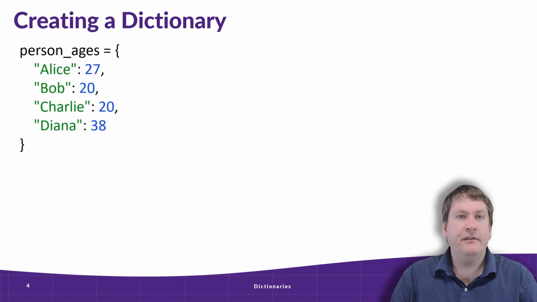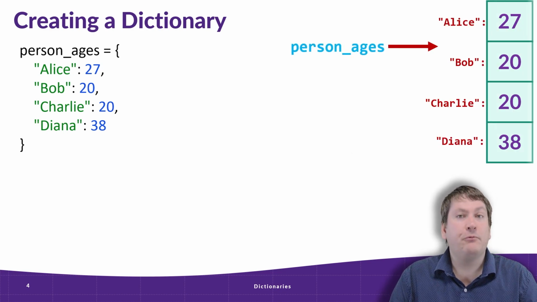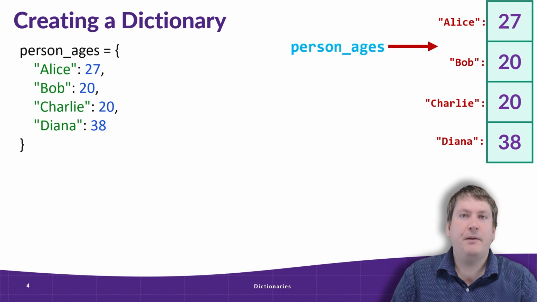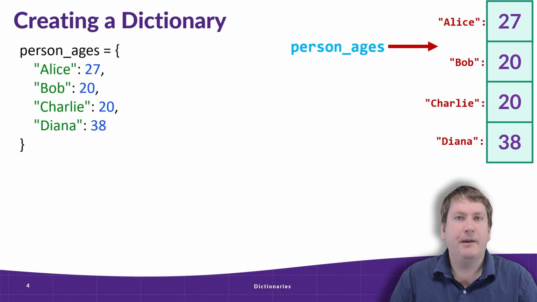Just like with lists, when we assign a dictionary to a variable, it's actually creating a reference to that dictionary in the computer's memory. So somewhere in the computer's memory, we have a block with the values 27, 20, 20, and 38. And person_ages is going to have a reference that leads us to that block in memory. This being a reference is important because it does affect how we copy dictionaries, just like we saw with lists.